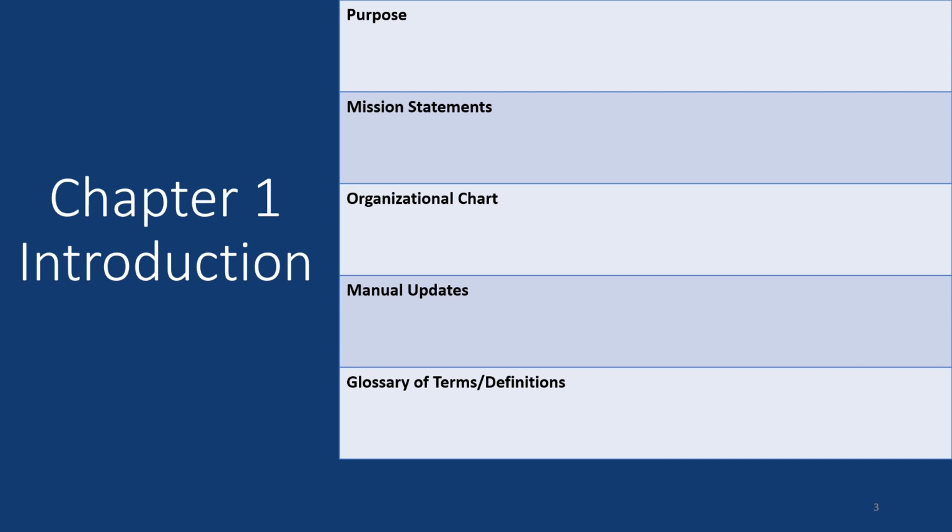Chapter 1 is an introduction to the Team Support Manual. It consists of the purpose of the manual, the mission statements of DelDOT, the right-of-way section, and team support, an organization chart of the team support section, the procedure for updating the manual, and a glossary of terms and definitions.